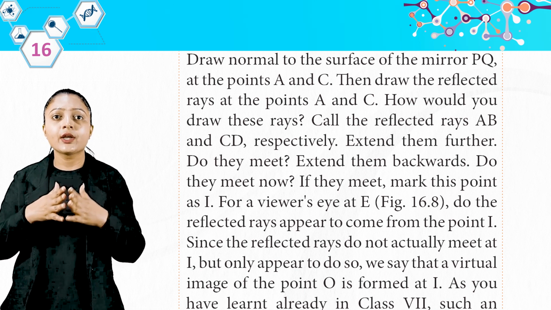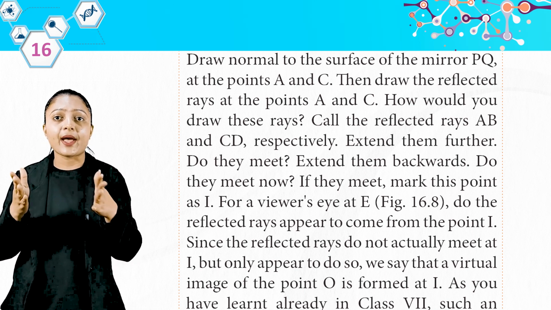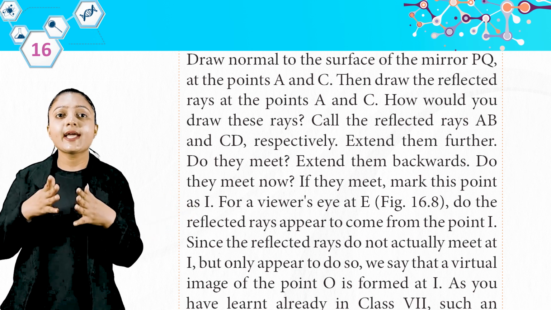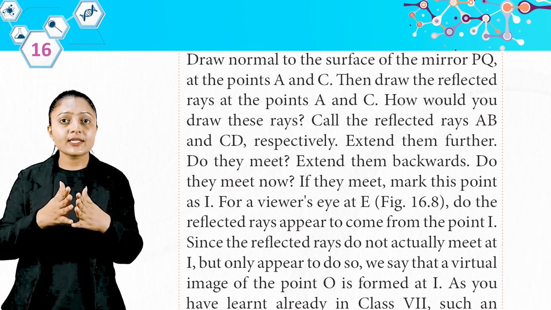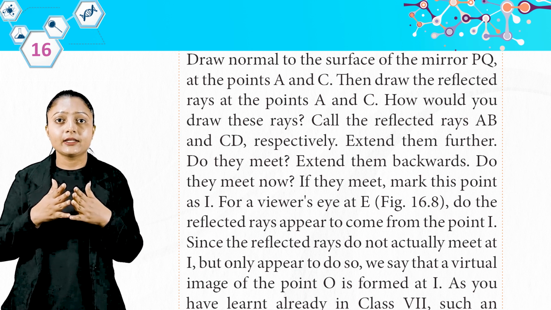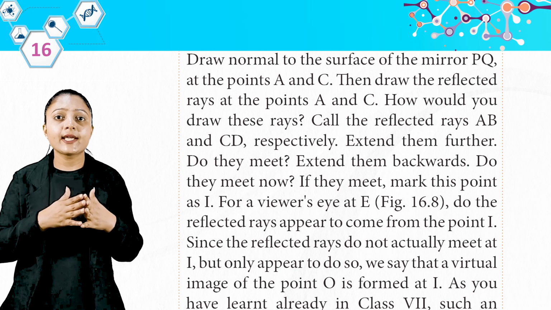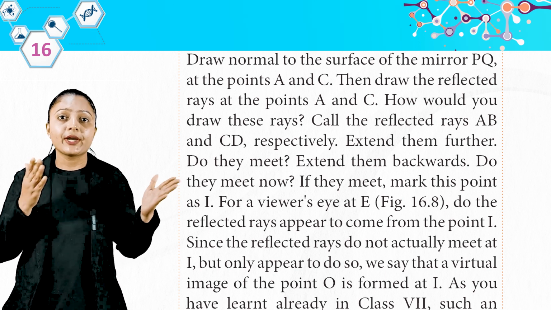Extend them further. Do they meet? Extend them backwards. Do they meet now? If they meet, mark this point as I. For a viewer's eye, add E. Figure 6.8. Do the reflected rays appear to come from point I?